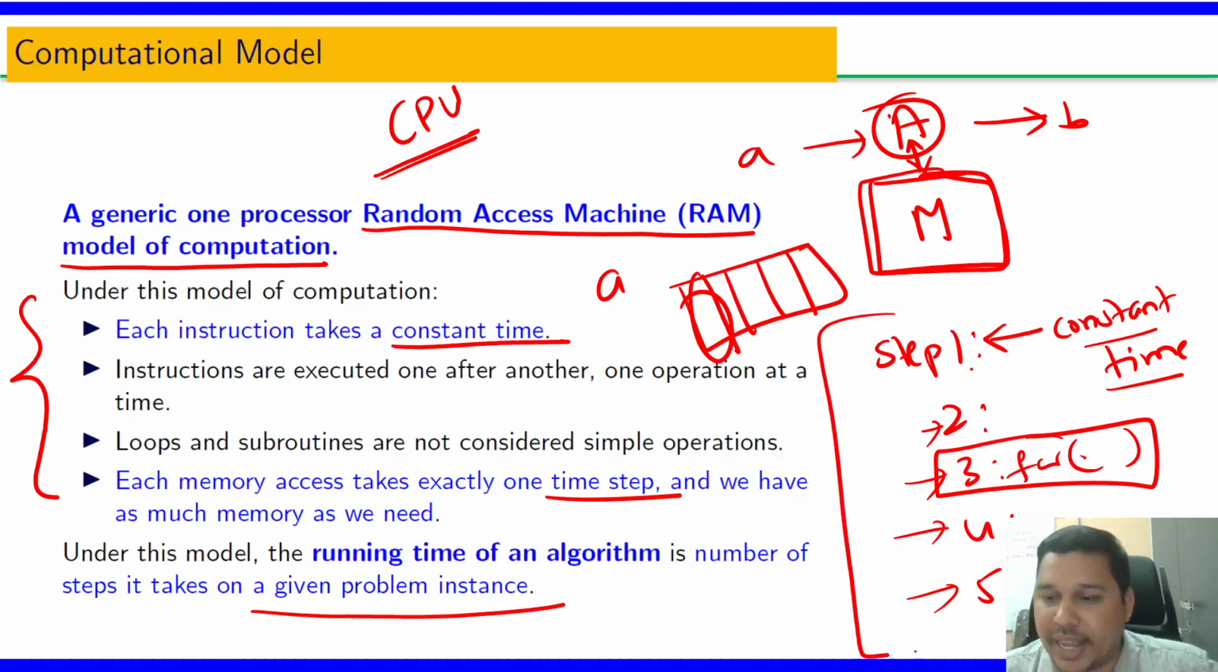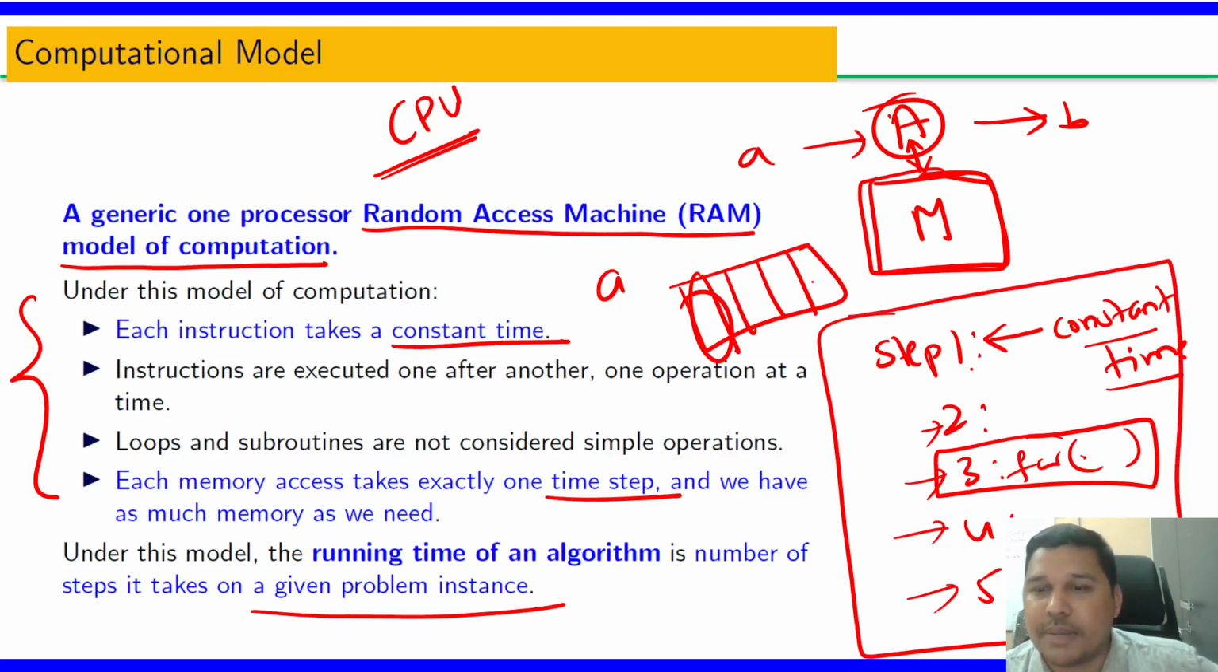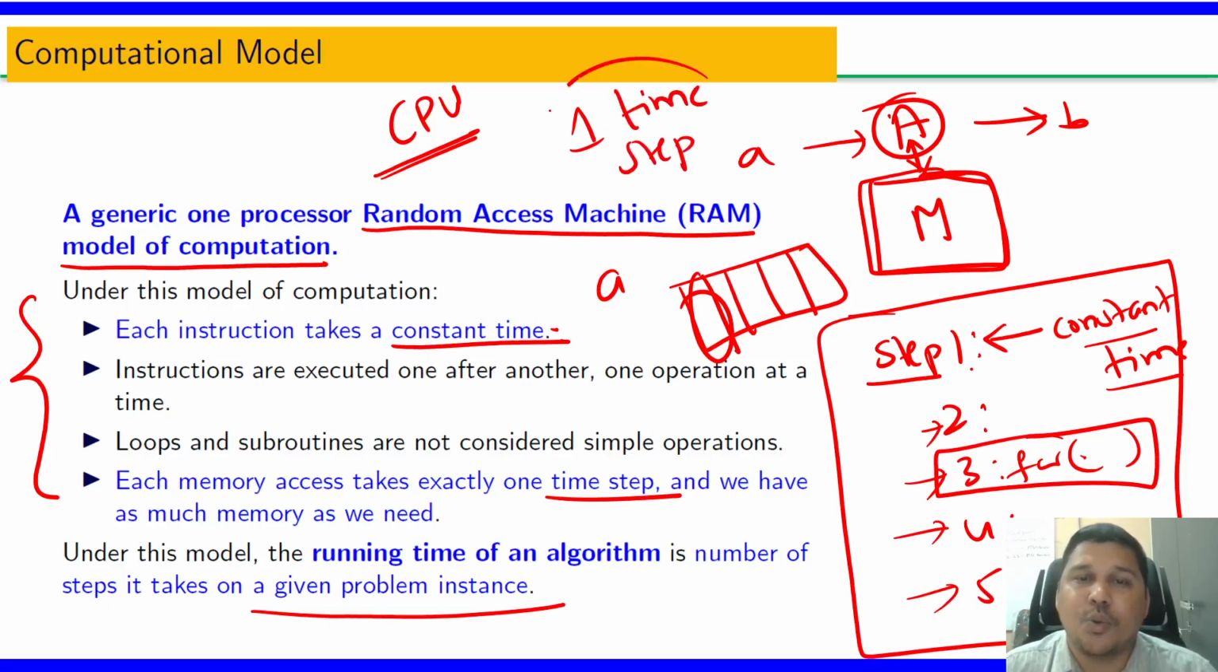when you write an algorithm like this, I will repeat the assumptions once again. This is a very important concept. What are the assumptions in the RAM based model of computation? First, each instruction takes constant time. Second, instructions will be executed one after the other. Third, loops and subroutines cannot be considered simple operations, which means they will take more time. And the fourth, each time you access the memory, it is considered one time step.